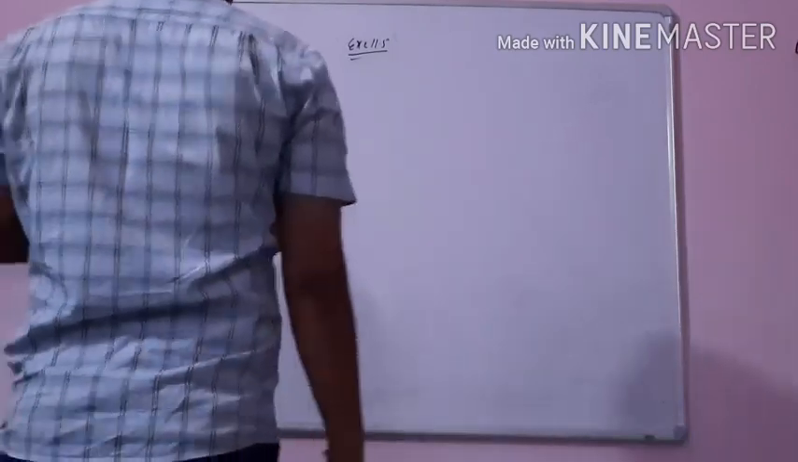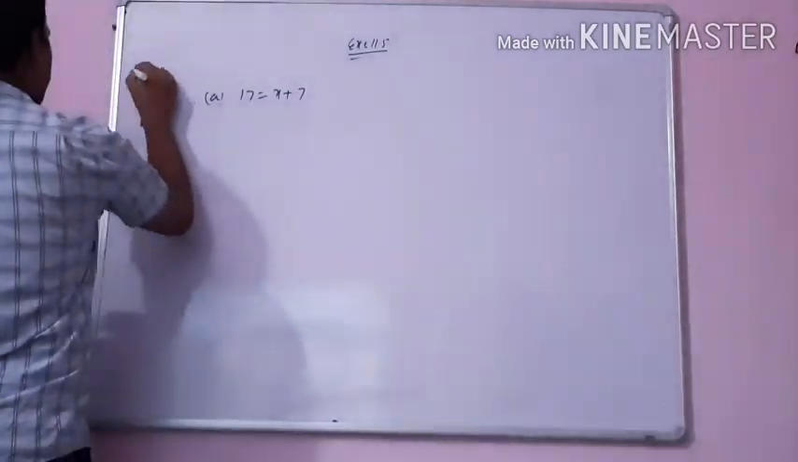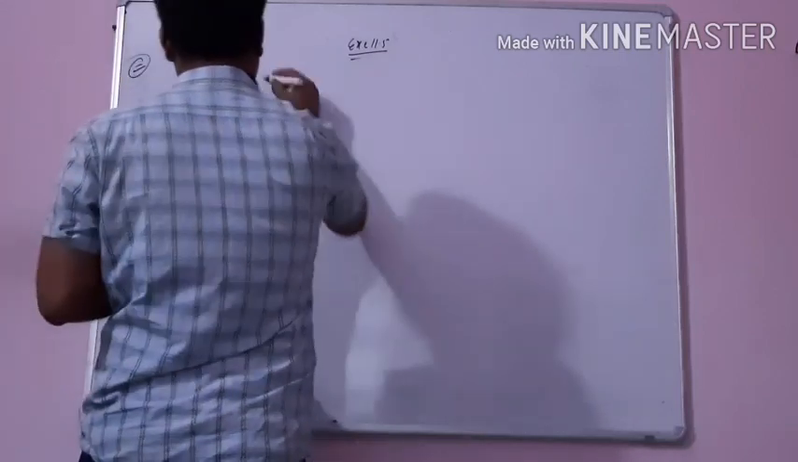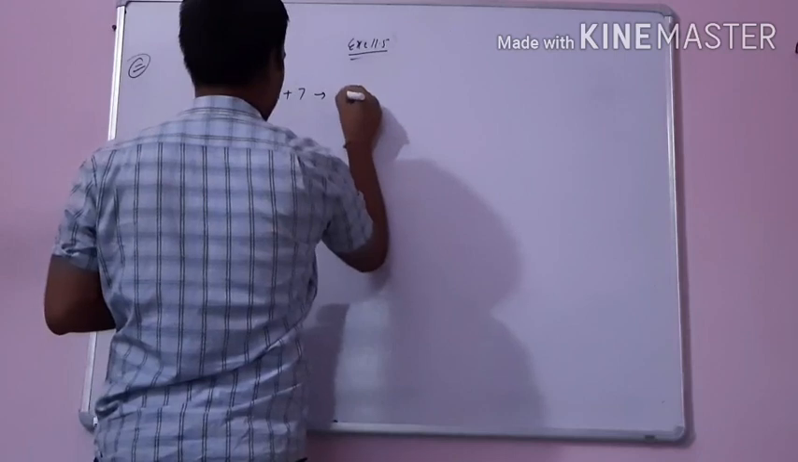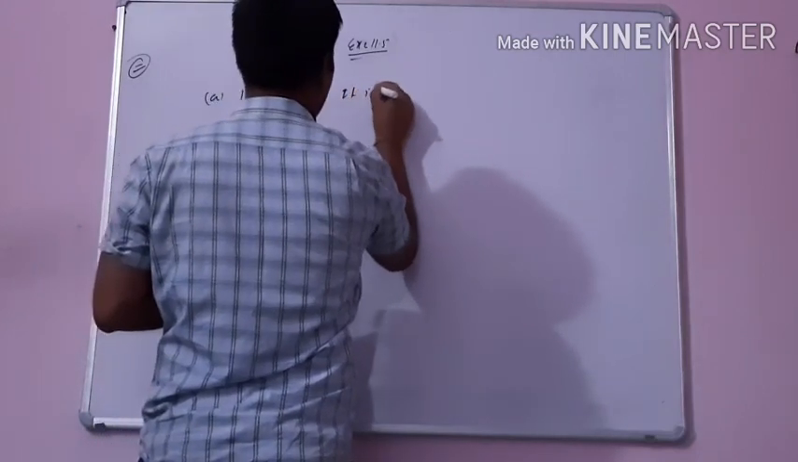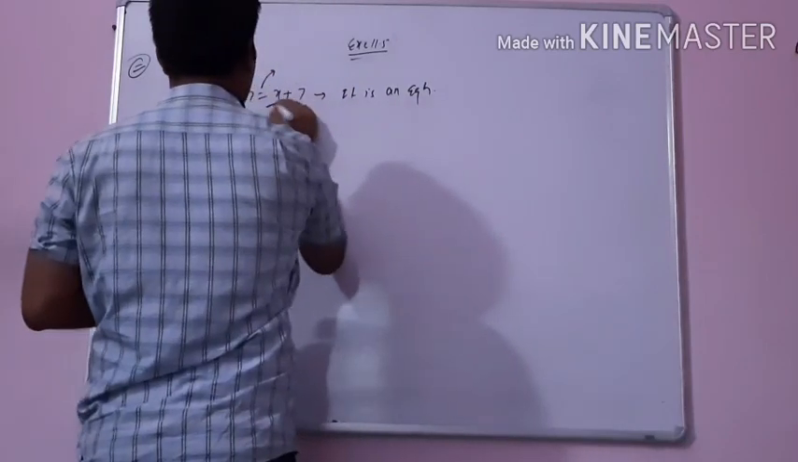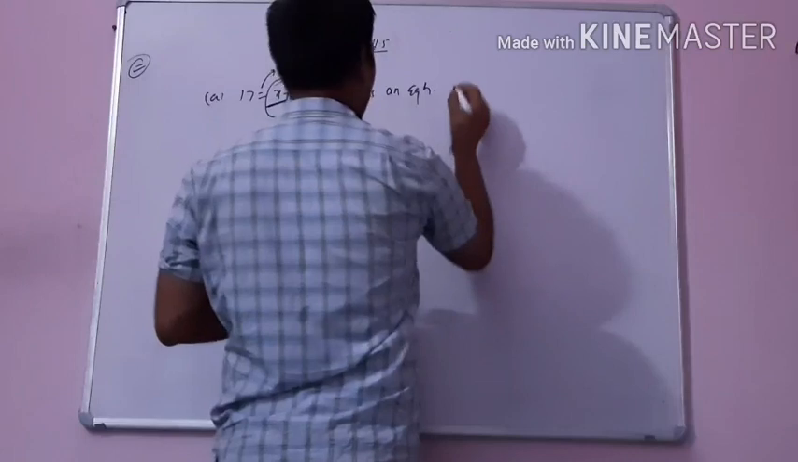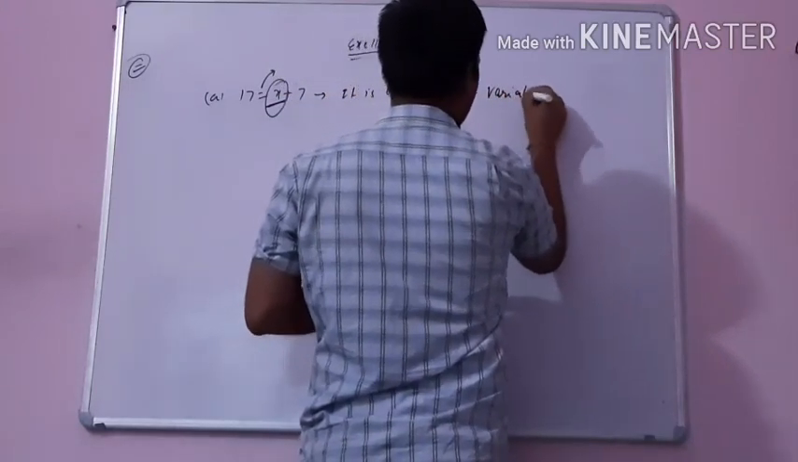See, first condition, to be an equation there must be an equal to sign between LHS and RHS. So it has an equal to sign, so it is an equation. It is an equation with variable x. Here the variable equals x.